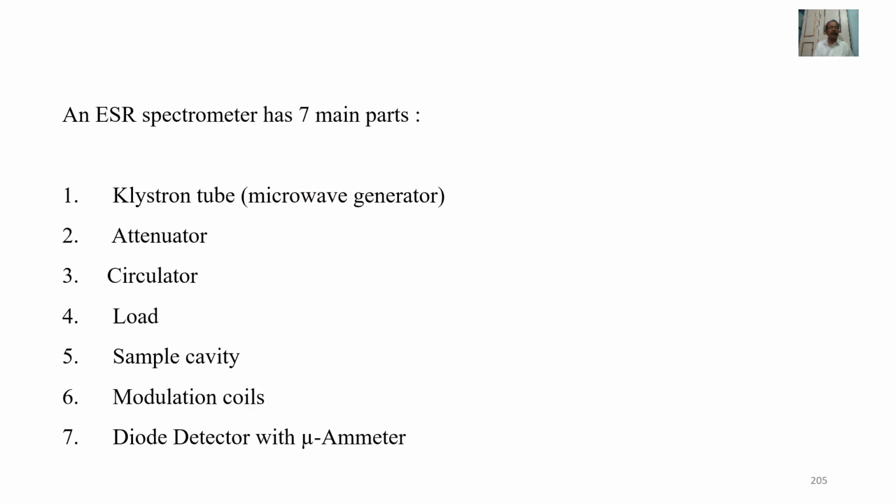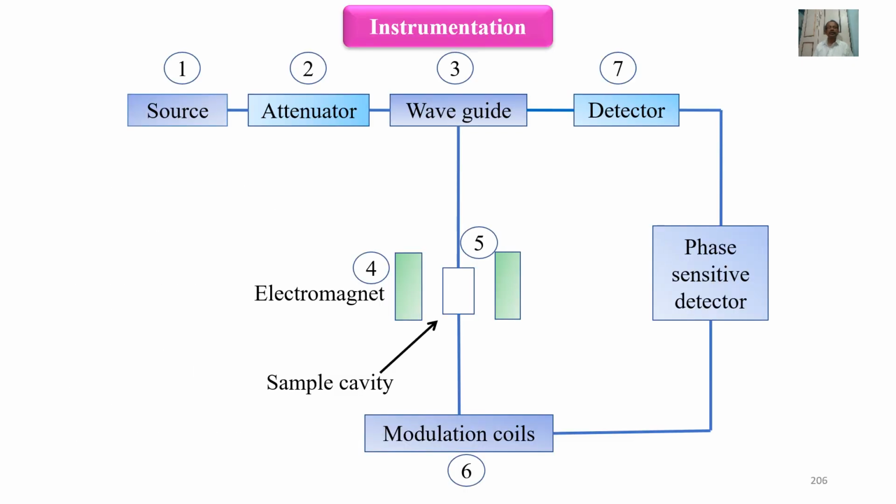An ESR spectrometer has 7 main parts: klystron tube, which is nothing but a microwave generator, attenuator, circulator, load, sample cavity, modulation coils, and diode detector with ammeter. So this is the pictorial representation of the instrumentation of ESR. The first part is nothing but a source. Klystrons are commonly used as the microwave sources.